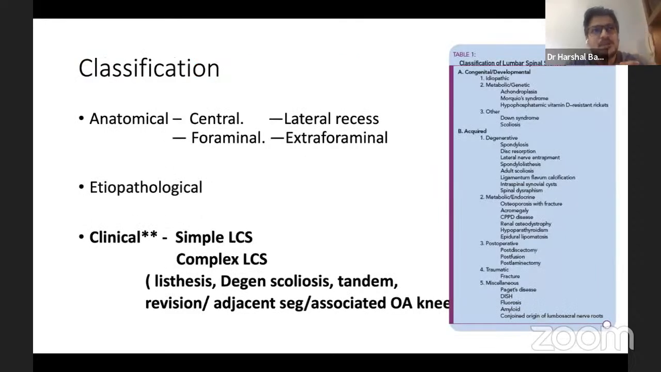LCS has been classified in multiple different ways. Anatomical is the one where central, lateral recess, foraminal, and extraforaminal. There's an etiopathological classification, which is classically described as congenital and acquired. Our discussion largely holds with acquired and degenerative causes. But for me, the most important classification is a clinical classification: a simple LCS and a complex LCS, because that determines my decision making. A complex LCS is the one which is associated with other pathologies like listhesis, regional scoliosis, tandem stenosis, revision or adjacent segment diseases, or associated issues.